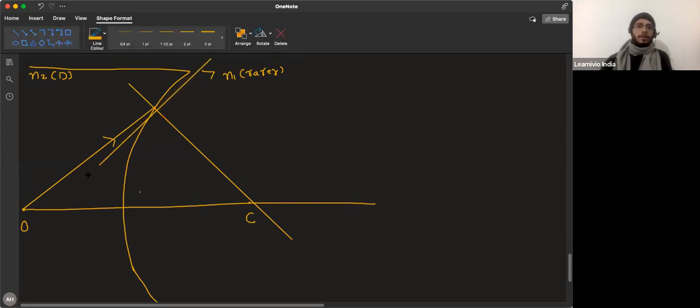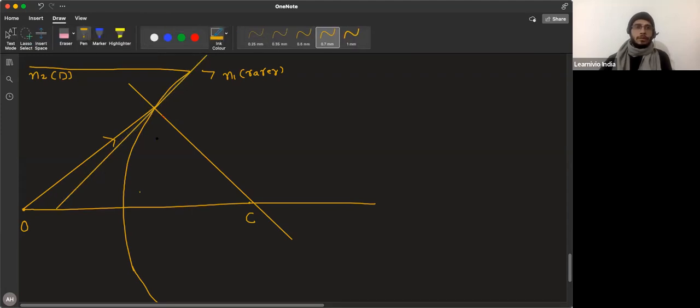When you produce this ray in the opposite direction, then it will appear to meet at some point. It will appear to meet here. This point is the virtual image. Let's make this line dotted. See, you will get the image where the two rays will meet. This is one ray. It goes in this way. This is another ray. It goes in the straight direction. So these two rays will not meet anywhere. But when you produce them in the opposite direction, they appear to meet at a point. This point is known as the image. This is the image.